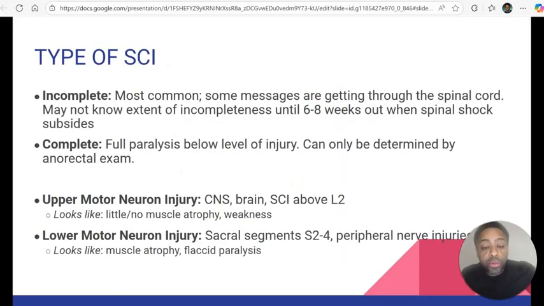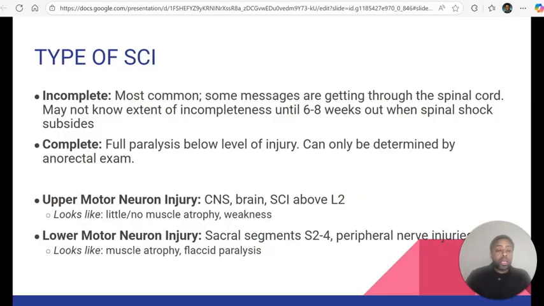There are two types of spinal cord injuries. There's the incomplete spinal cord injury, which is the most common, and there's the complete spinal cord injury. In an incomplete injury, some messages are going to get through below the injured level to innervate the areas of the body. So some messages are going to pass through that area from the brain, and then of course the afferent pathway, going up to the brain as well.